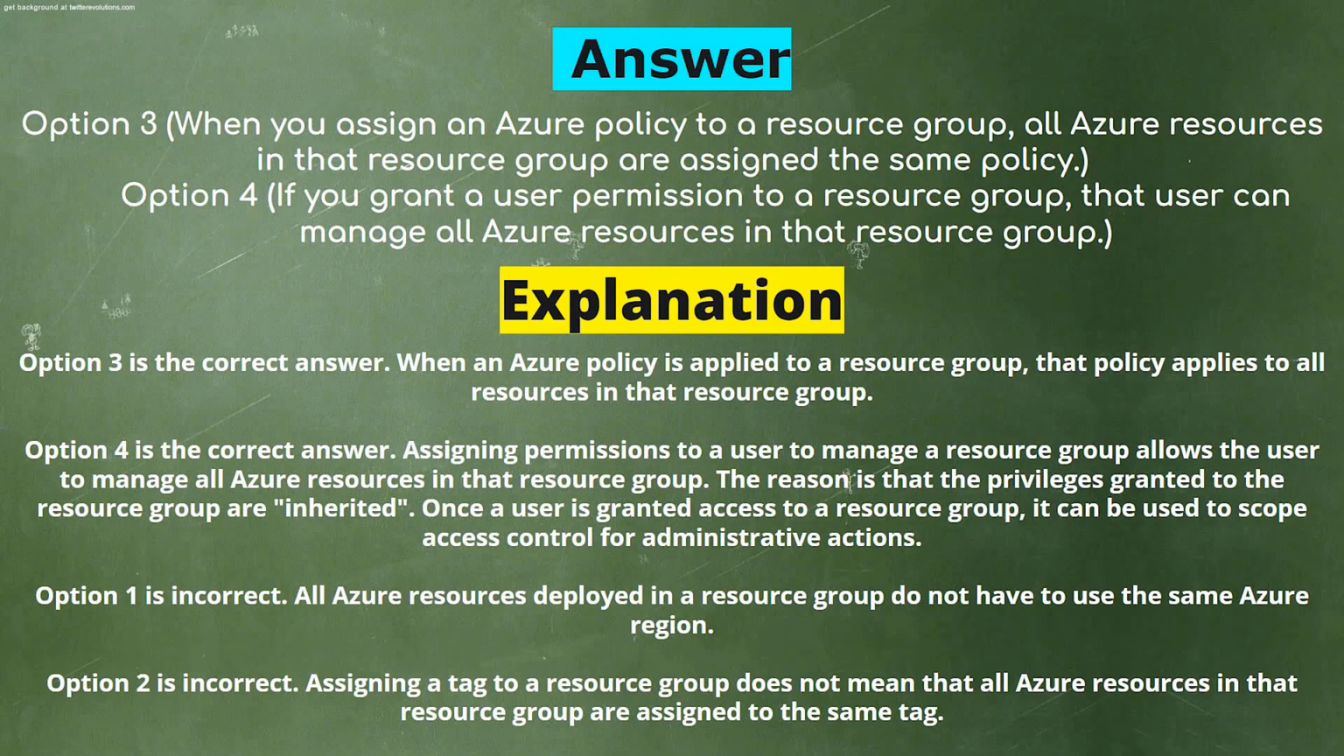Option 1 is incorrect. All Azure resources deployed in a resource group do not have to use the same Azure region. Option 2 is incorrect. Assigning a tag to a resource group does not mean that all Azure resources in that resource group are assigned the same tag.